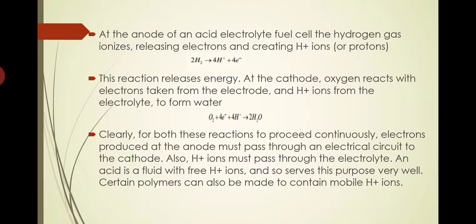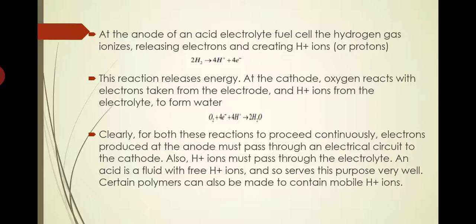Now coming to the chemical reaction, which I have already explained. At the anode of the acid electrolyte fuel cell, the hydrogen gas ionizes, releasing electrons and creating H+ ions or protons. This is the chemical reaction taking place at the anode side: 2H2 on ionization will give 4H+ plus 4 electrons. The electrons will pass through the external load circuit and reach the cathode, and the hydrogen ions will pass directly through the electrolyte. This reaction releases energy. At the cathode, oxygen reacts with the electrons taken from the electrode and H+ ions from the electrolyte to form water.